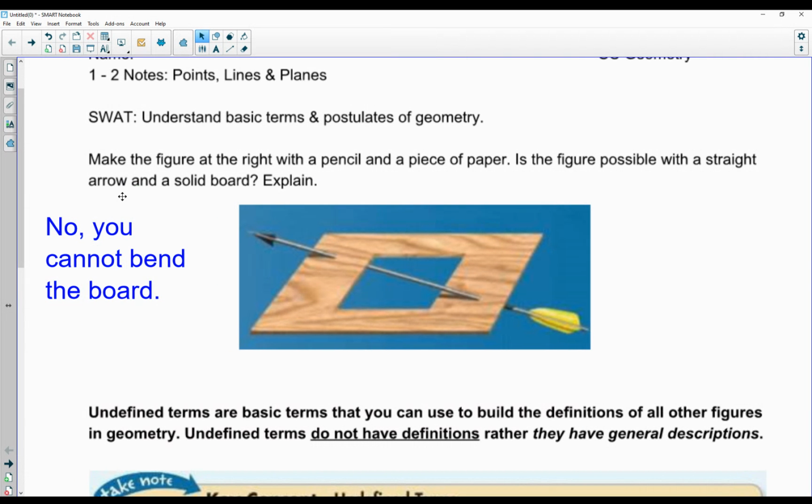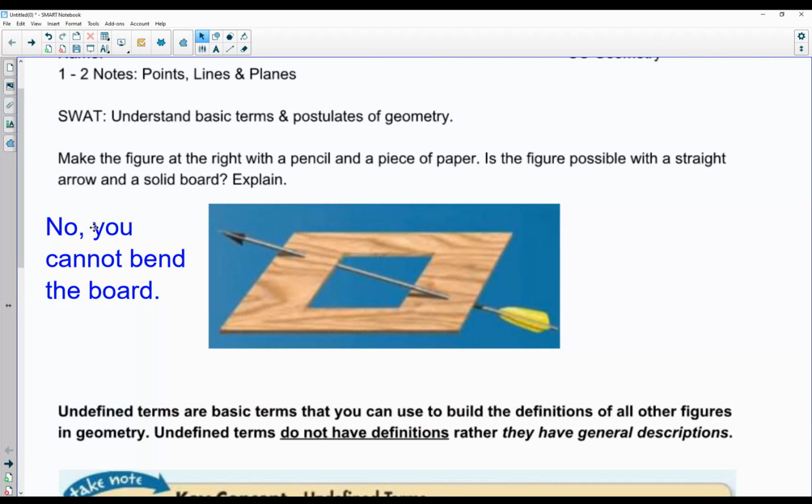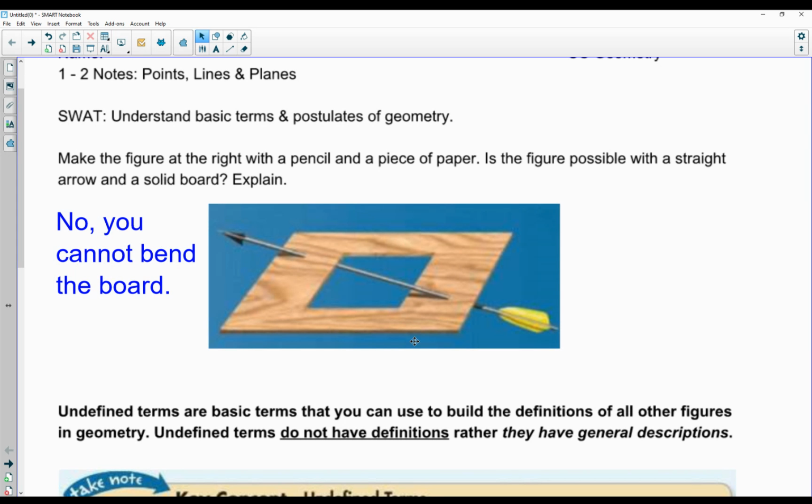Okay. This is what we are going to be talking about today. We're going to think of boards or papers and then arrows. The board and the paper are going to be called a plane, and the arrows are going to be called lines. And we use arrows, pencils, things of that nature to help us visualize the different postulates that we're going to talk about.